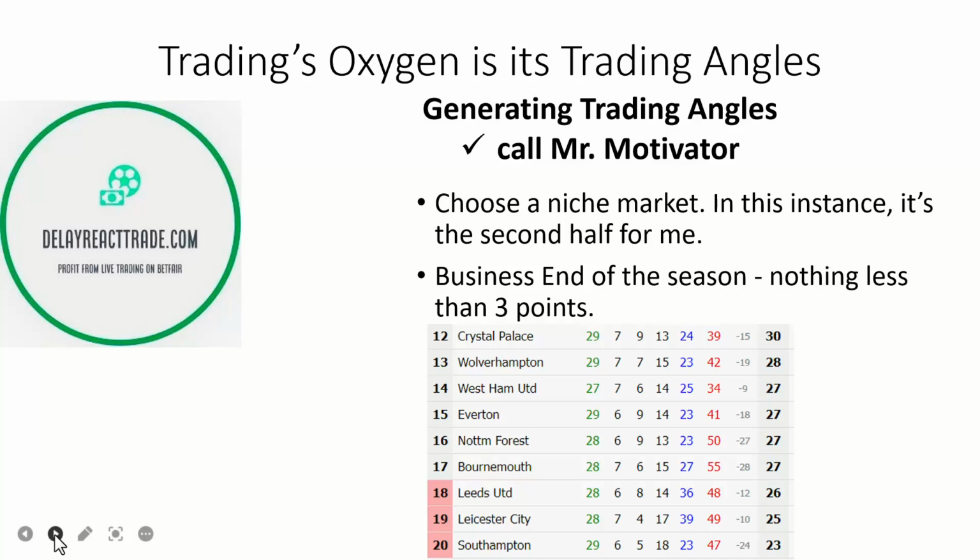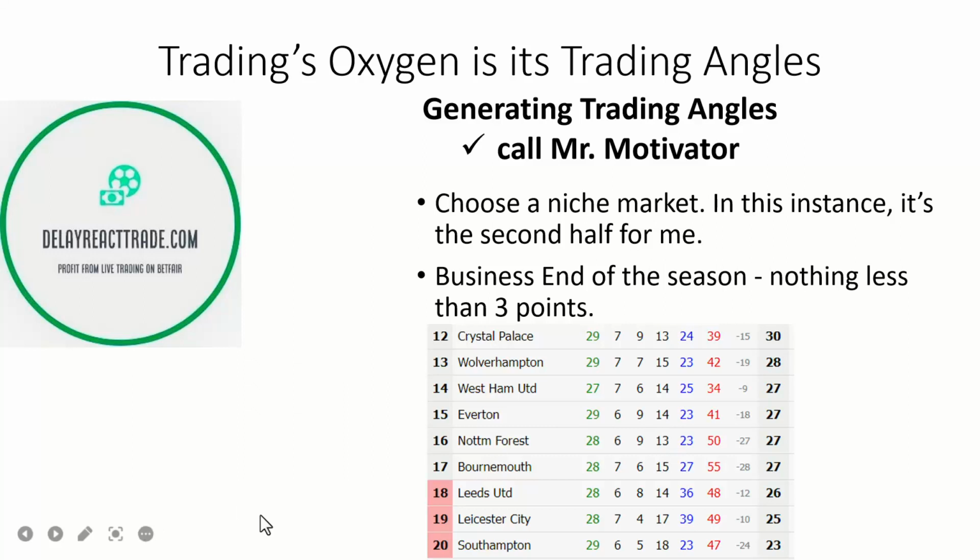Now, we've also got the business end of the season as well. That's a good time to generate trading angles. We're bang smack in the middle of the end of the season. Look how competitive the relegation dogfight is, all the way from Southampton, all the way up to Crystal Palace. But Roy Hodgson, at time of speaking, has made a huge, huge difference to Crystal Palace, hasn't he? Outstanding display from Roy Hodgson from a managerial perspective.